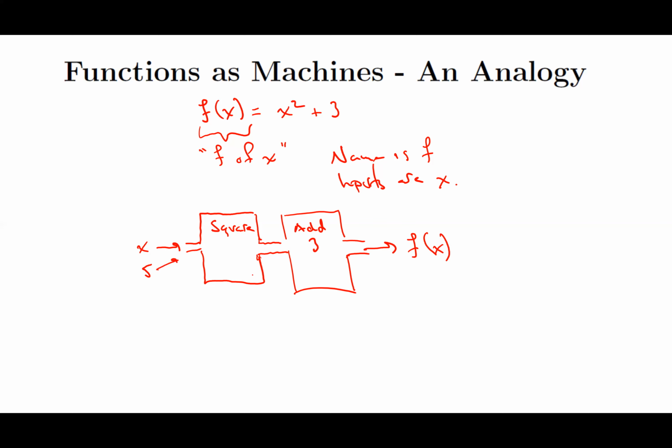it would come into the first chamber, it would get squared. And so 25 then would be coming in to the next chamber, and you could have 23 or 25 plus 3, and you'd get 28, okay? So you can think of them as machines, all right?